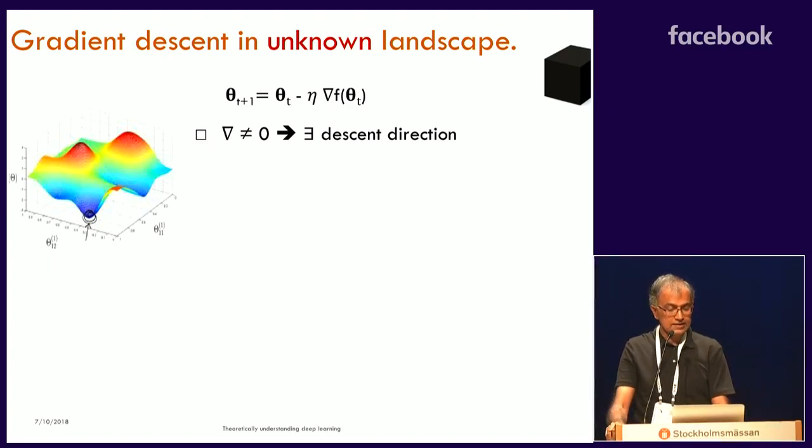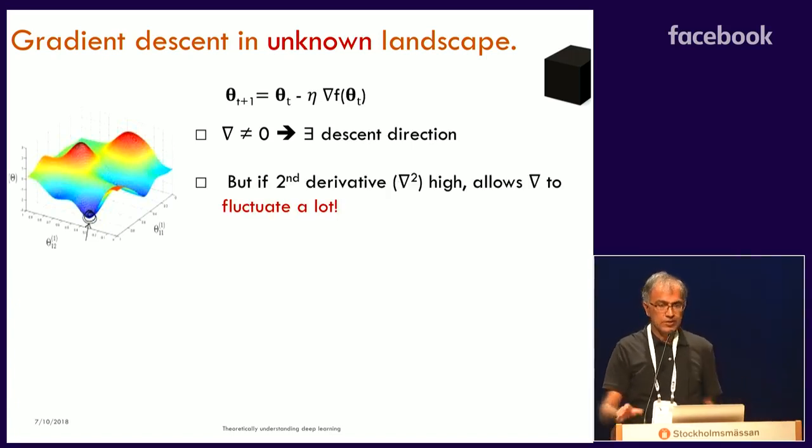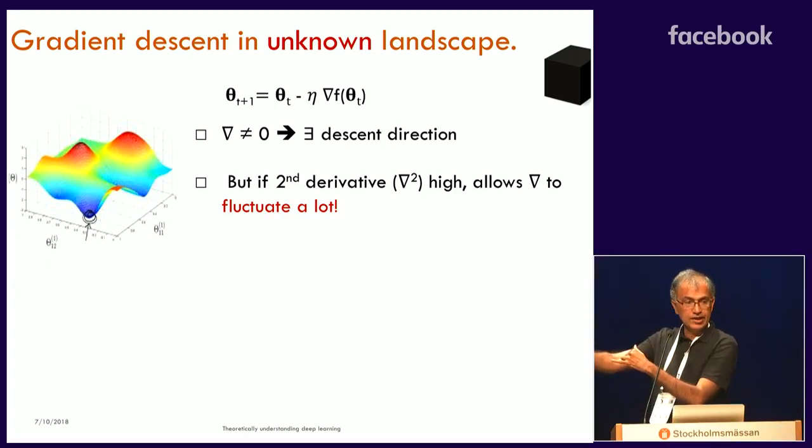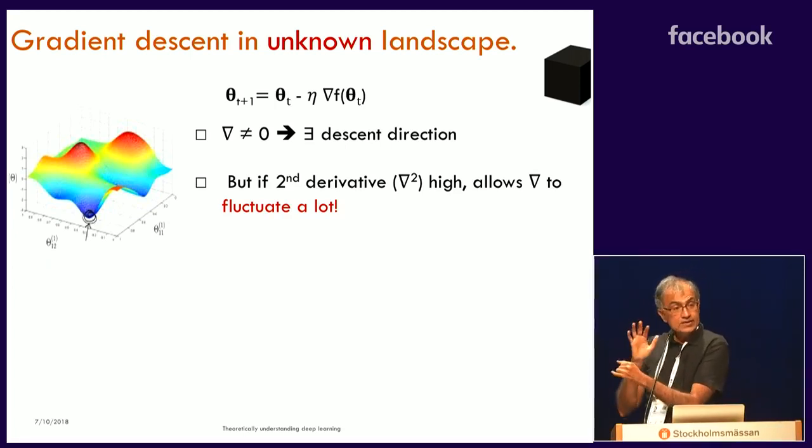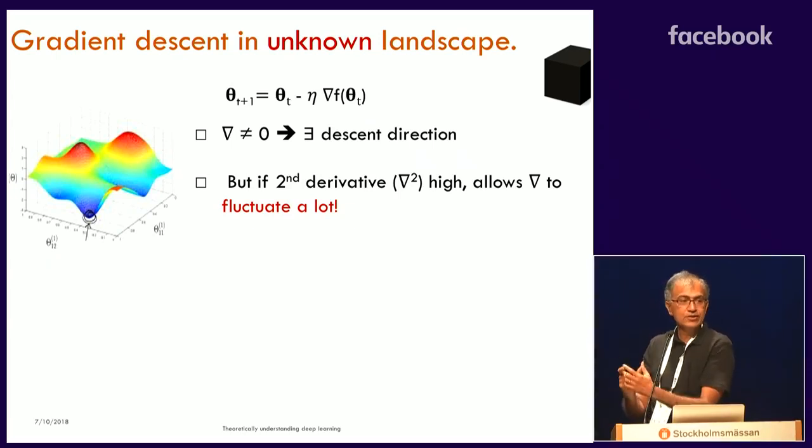So in an unknown landscape, gradient descent works as follows. Okay, if the gradient is not zero, then there's a descent direction. However, that's not quite right, because suppose you move along the negative gradient for a little distance. If the second derivative is high, what does that mean? The second derivative is the rate of change of the first derivative. So if the second derivative is high, it allows the gradient to fluctuate a lot. So now if you move a little bit in the direction of negative gradient, suddenly you might find, oh, it's changed. So actually you didn't descend. You didn't decrease the loss function. So we have to assume that the second derivative is not too high.